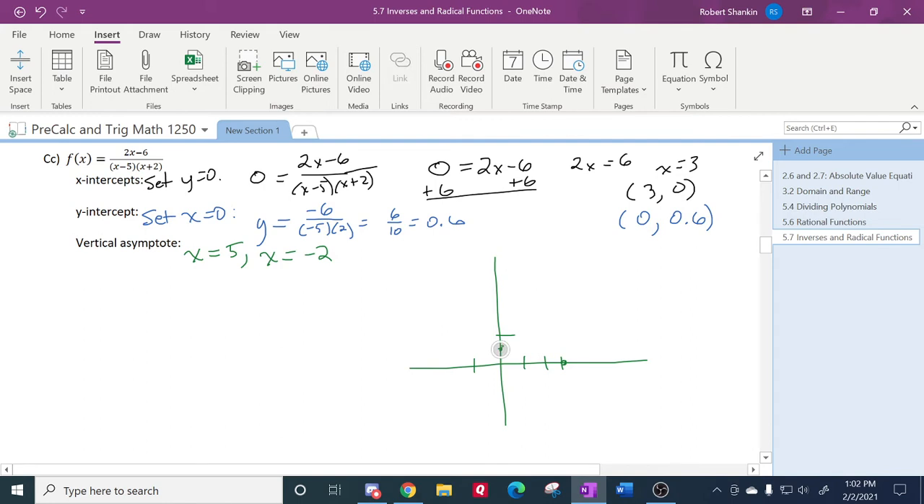There's a y-intercept. And then 5 is a vertical asymptote. Negative 2 is a vertical asymptote. And this one's going to be too complicated for me to want to look at, but I'm going to do the same thing. I'm going to say 2x minus 6 divided by these. I'm going to put it in Wolfram Alpha and see if the graph that I get from there is consistent with this.